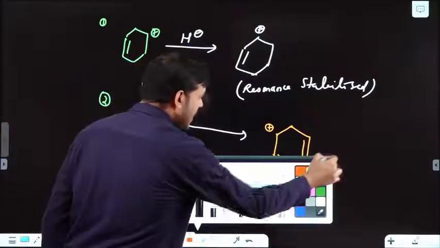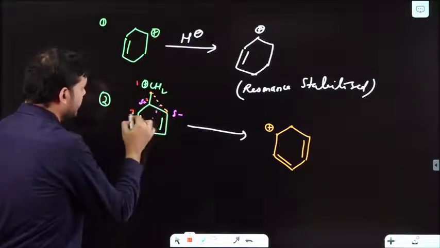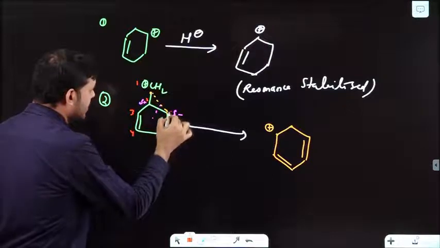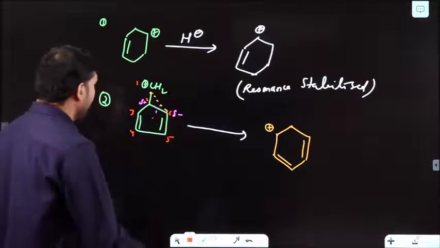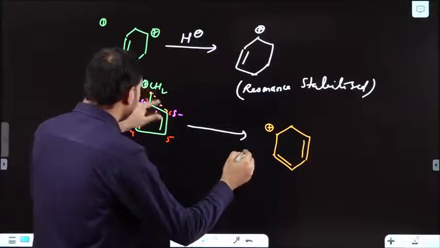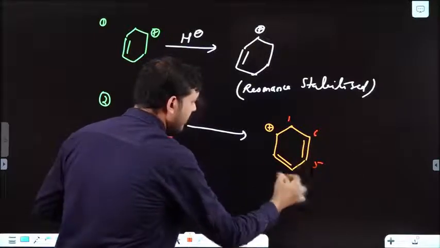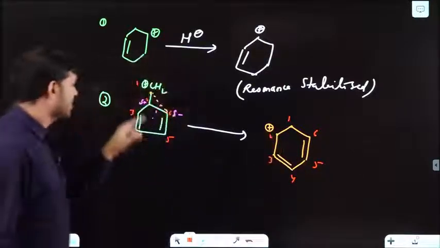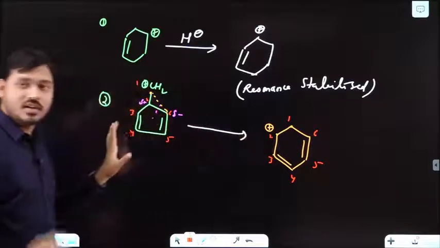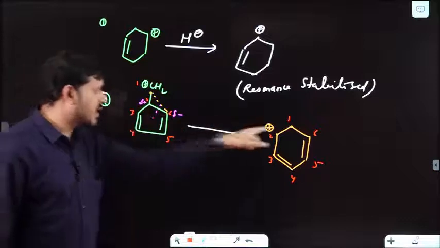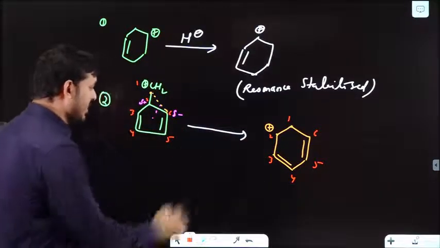If I make the numbering, by making numbering you will not get confused. 1, 2, 3, 4, 5, 6. Okay, this is 6. Now what did you do? You connected 1 with 6, and 5, 4, 3, 2. So 1, 2 is as it is. 2, 6 is broken. Clear to you? So 2 has the positive charge. Now it is resonance stabilized, a highly stable carbocation. Okay, I think it is clear to you all.